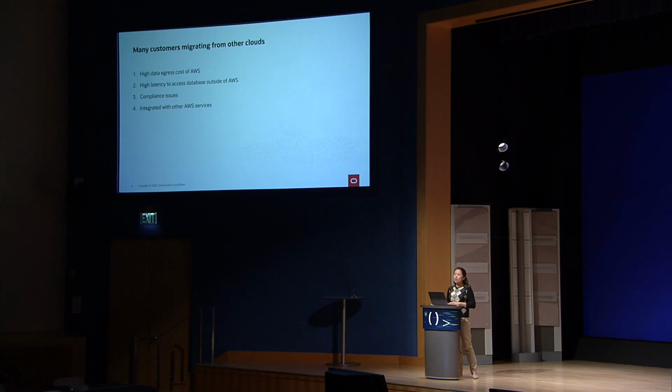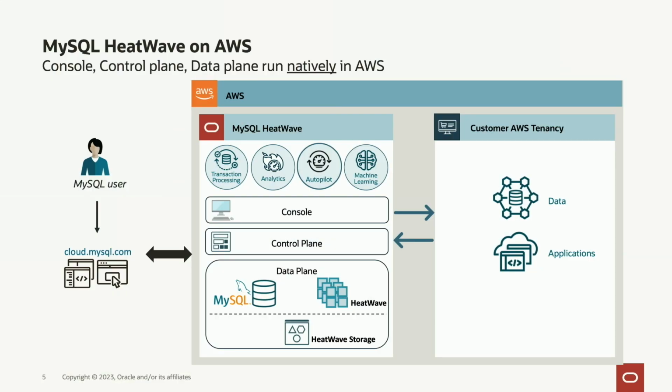Another reason is that since they are very integrated into the AWS ecosystem, they want the database service to also be integrated with other AWS services so that they can have a single pane of glass for all of the services that they use. That's why we have built MySQL HeatWave on AWS, natively on AWS. What that means is that we have our control plane, our console, and our data plane all running in AWS. This is an Oracle-owned AWS tenancy, and any MySQL instance or HeatWave instance that you create will be natively running on AWS.